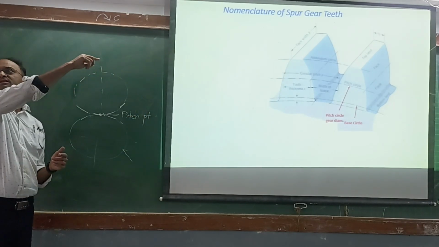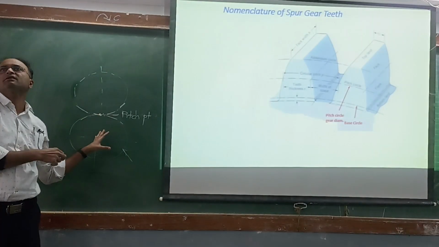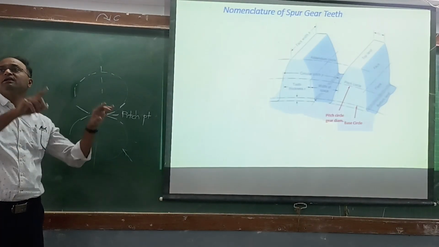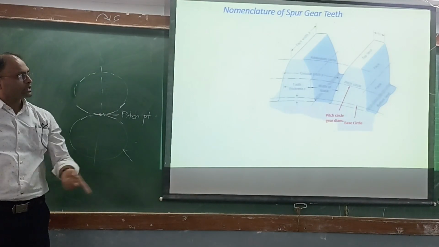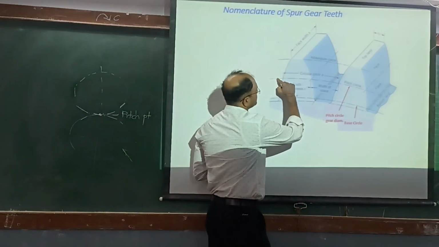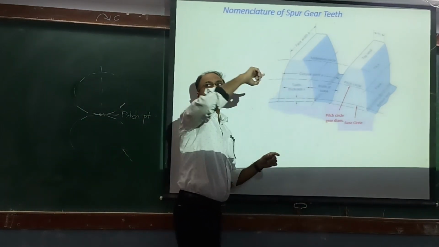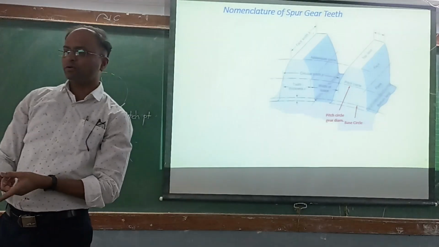This is also a pitch circle. This is the pitch circle of the pinion. This is the pitch circle of the gear. The pitch circle is denoted by a center line. You can see in the diagram, this is the pitch circle, which is denoted by a center line.